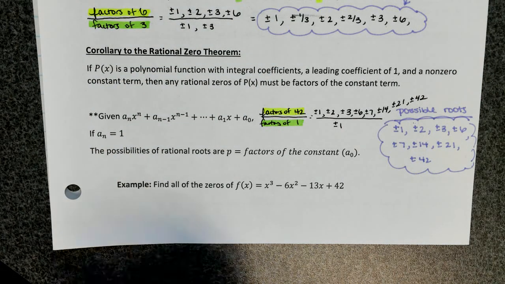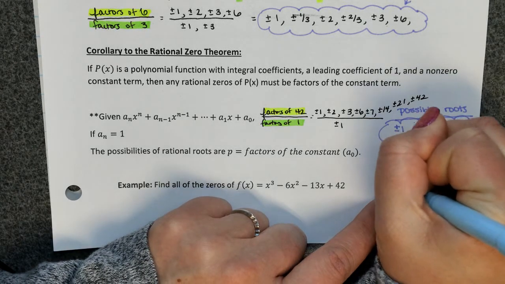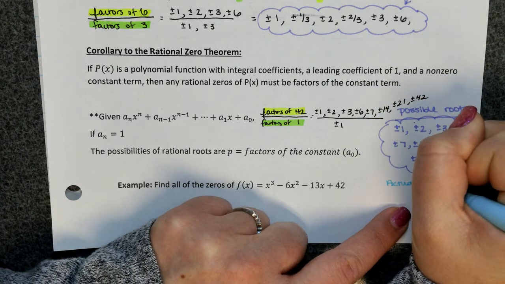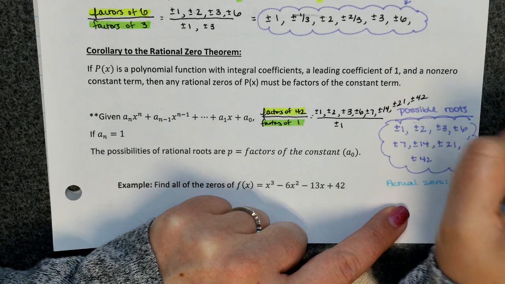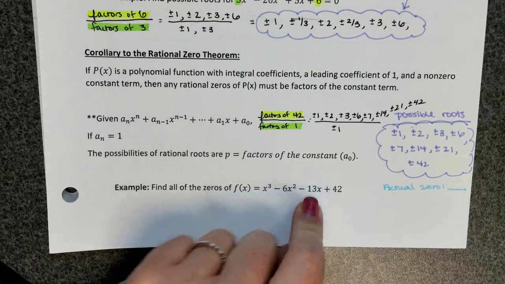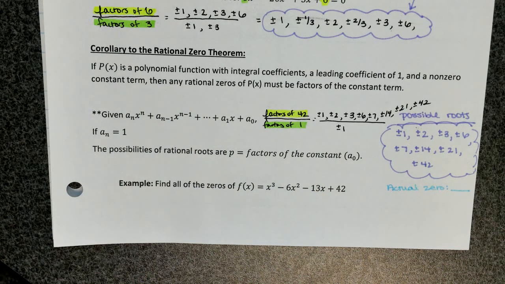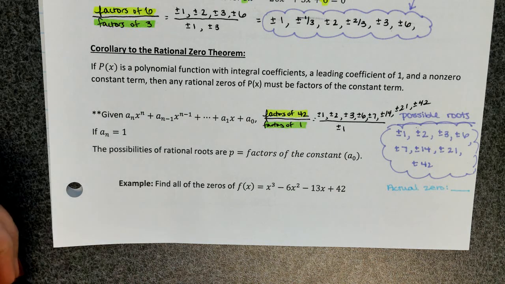So what I want you to do right now is I'm going to pause the video, and I want you to find an actual root, or an actual 0. So plug in 1 or plug in -1 and see if it is a 0. If we plug it in, do we get 0? Okay, so I want you to try right now and figure out which one is going to be an actual 0 of this.